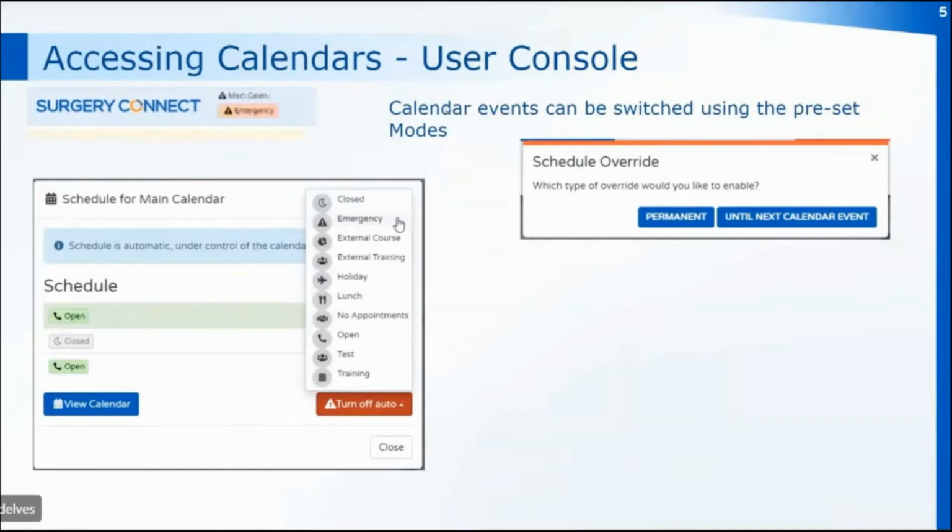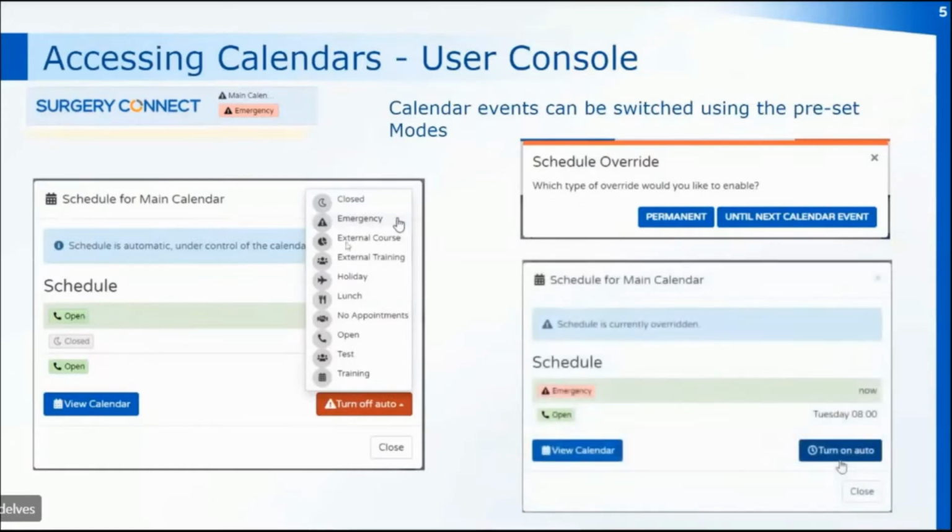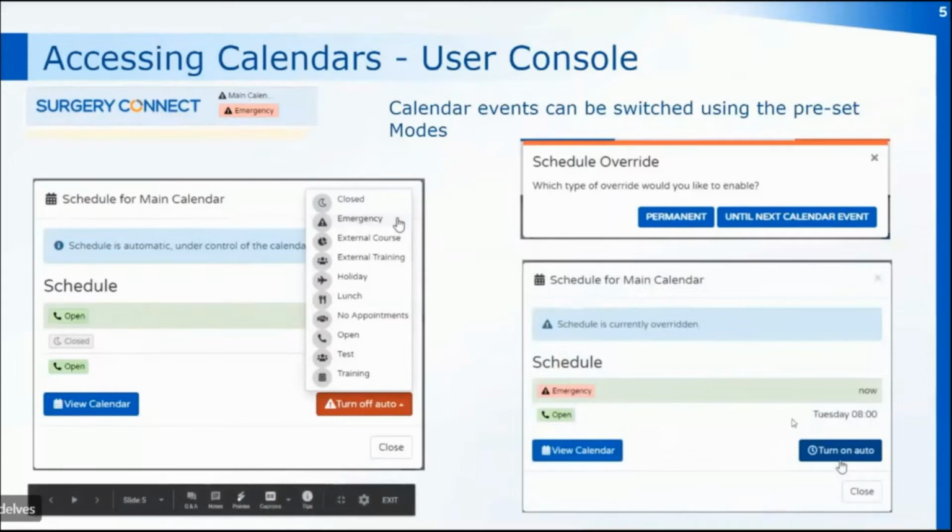When I click on permanent, it will change the status of my calendar straight away, and that's notified within the user console up at the top. If I want to change that back and put it back onto the normal calendar to reopen the phone lines, I can click on the emergency and that will open it up, and I can turn auto back on, which will put it back onto the normal scheduled activity.